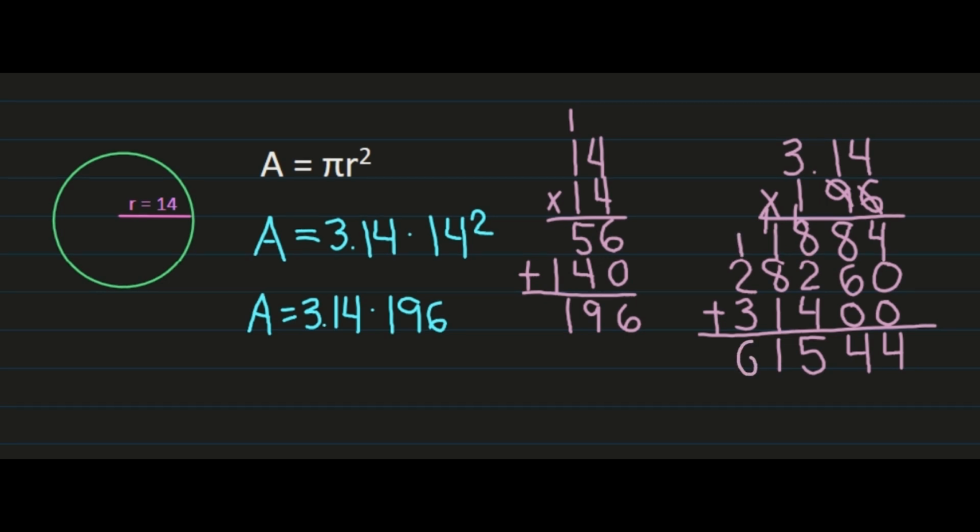So we need to place our decimal point in the correct place. I have 2 places behind my decimal in the problem, which means in my answer I'll need to move my decimal 2 places to the left. So my area is 615 and 44 hundredths.